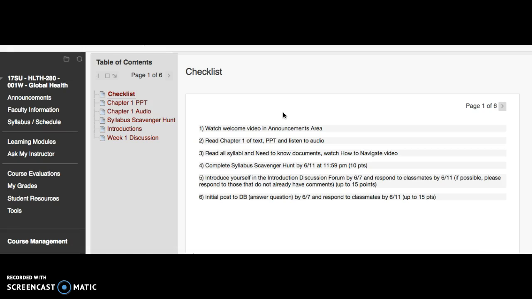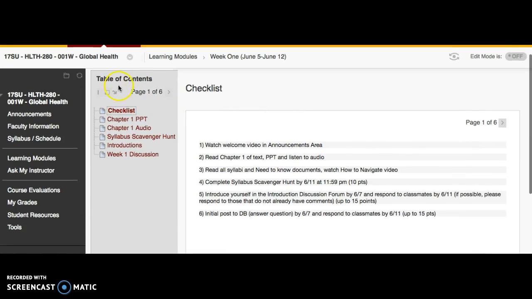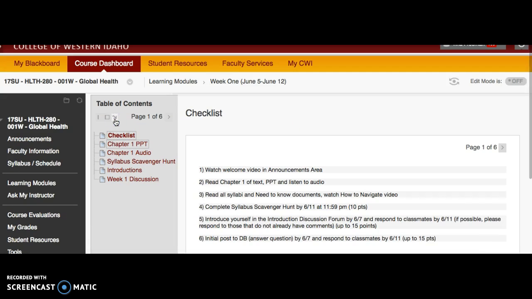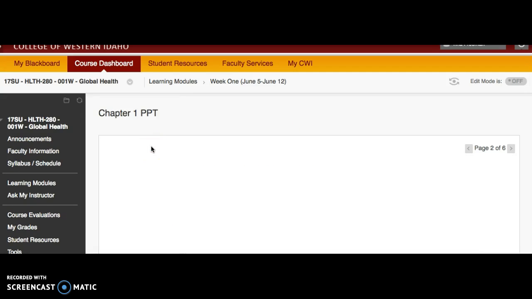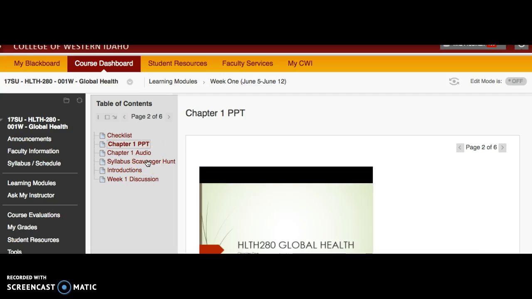And so one of my goals for this class is to really just keep it as straightforward and as simple as possible. So if you look each week, you should have a checklist that tells you what to expect and what you need to do. And then within your table of contents, it will have the information that you need. So it will have your PowerPoint for the chapter, the audio for the chapter, any discussion board links for the chapter, any quizzes, exams, anything that pertains to that particular week should be in your weekly learning module.